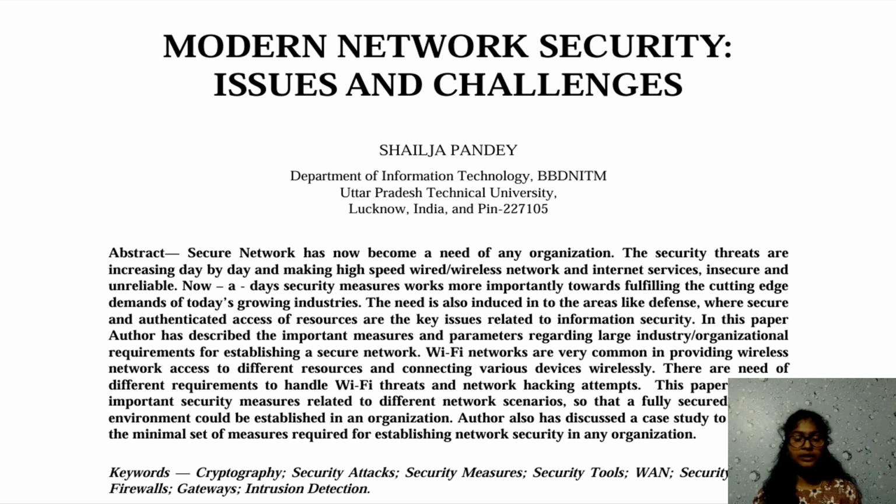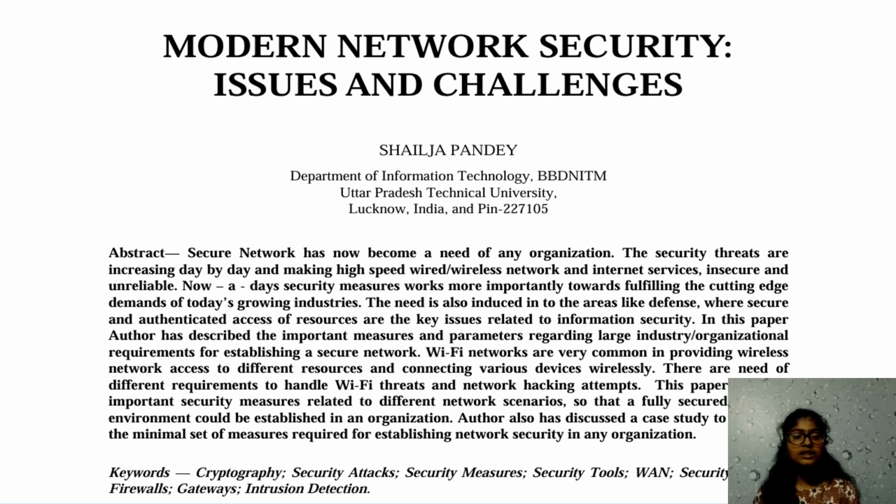So, in this paper, Modern Network Security Issues and the Challenges by Shailaja Pandey, the paper emphasized the growing importance of network security across the industries due to the increasing number of cyber threats. It also highlights the need for robust security measures, especially in Wi-Fi environments, and provides a case study on implementing security in a software company.